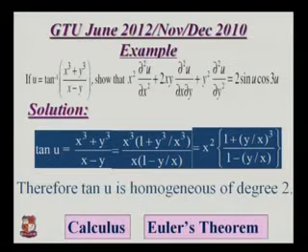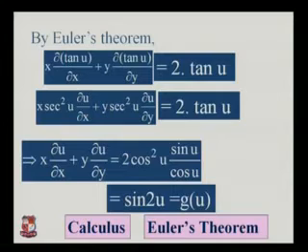The solution: tan u is equal to (x cube plus y cube) upon (x minus y). We take x cube common in the numerator and x common in the denominator. So 1 plus y cube upon x cube, and upon x, 1 minus y by x. So we have x square here. Therefore tan u is a homogeneous function of degree 2. Now Euler's theorem we can apply: x del tan u by del x plus y del tan u by del y is equal to 2 tan u.